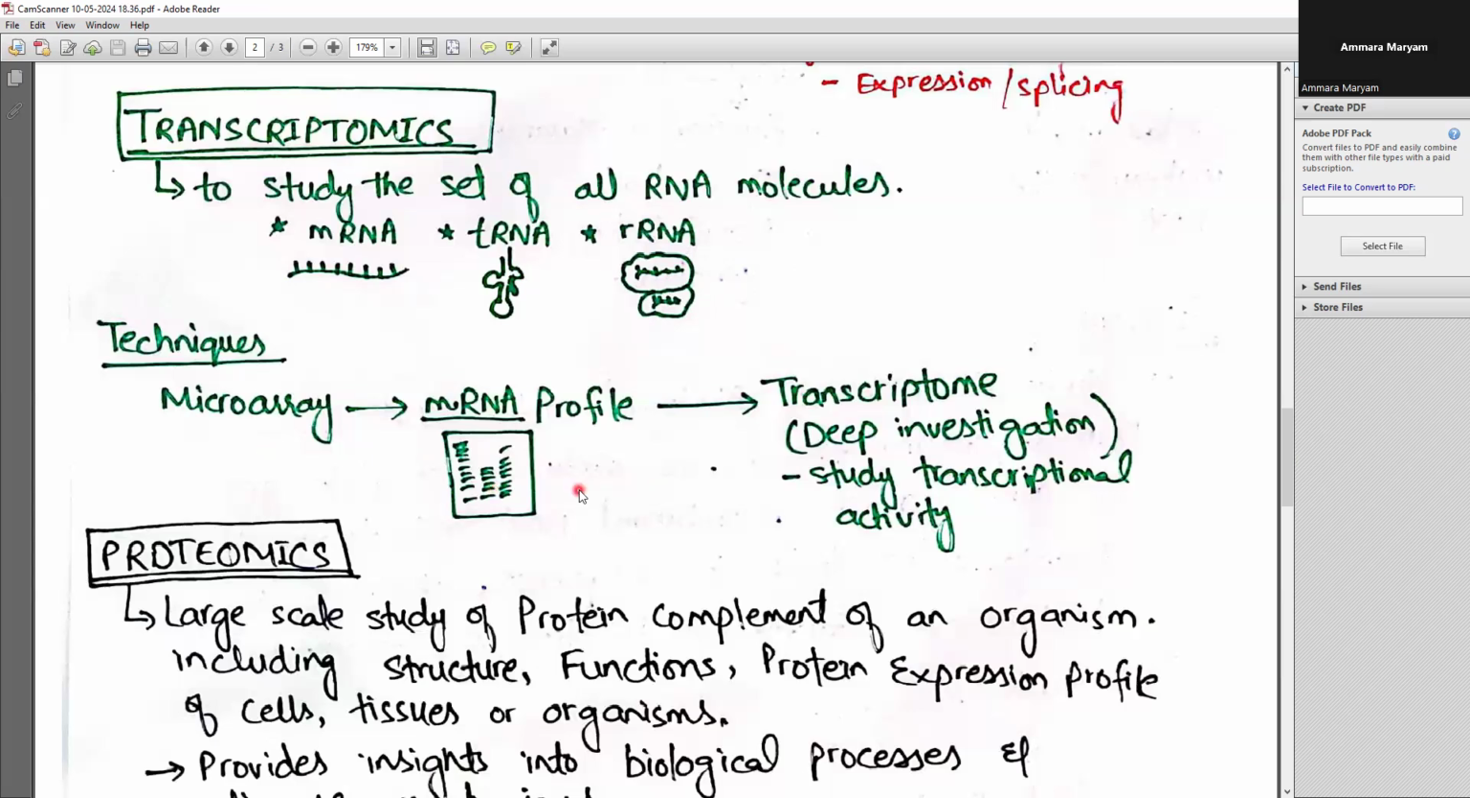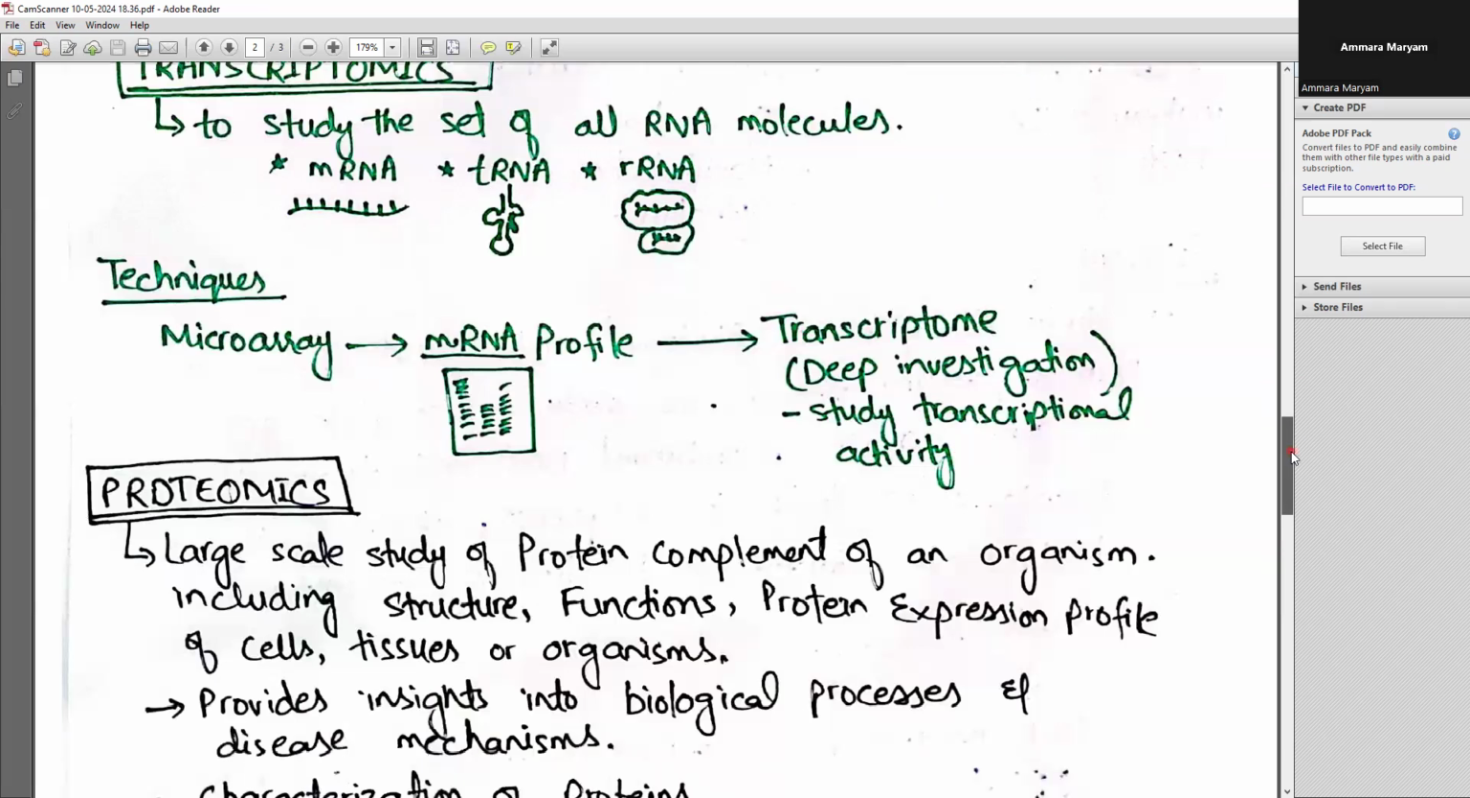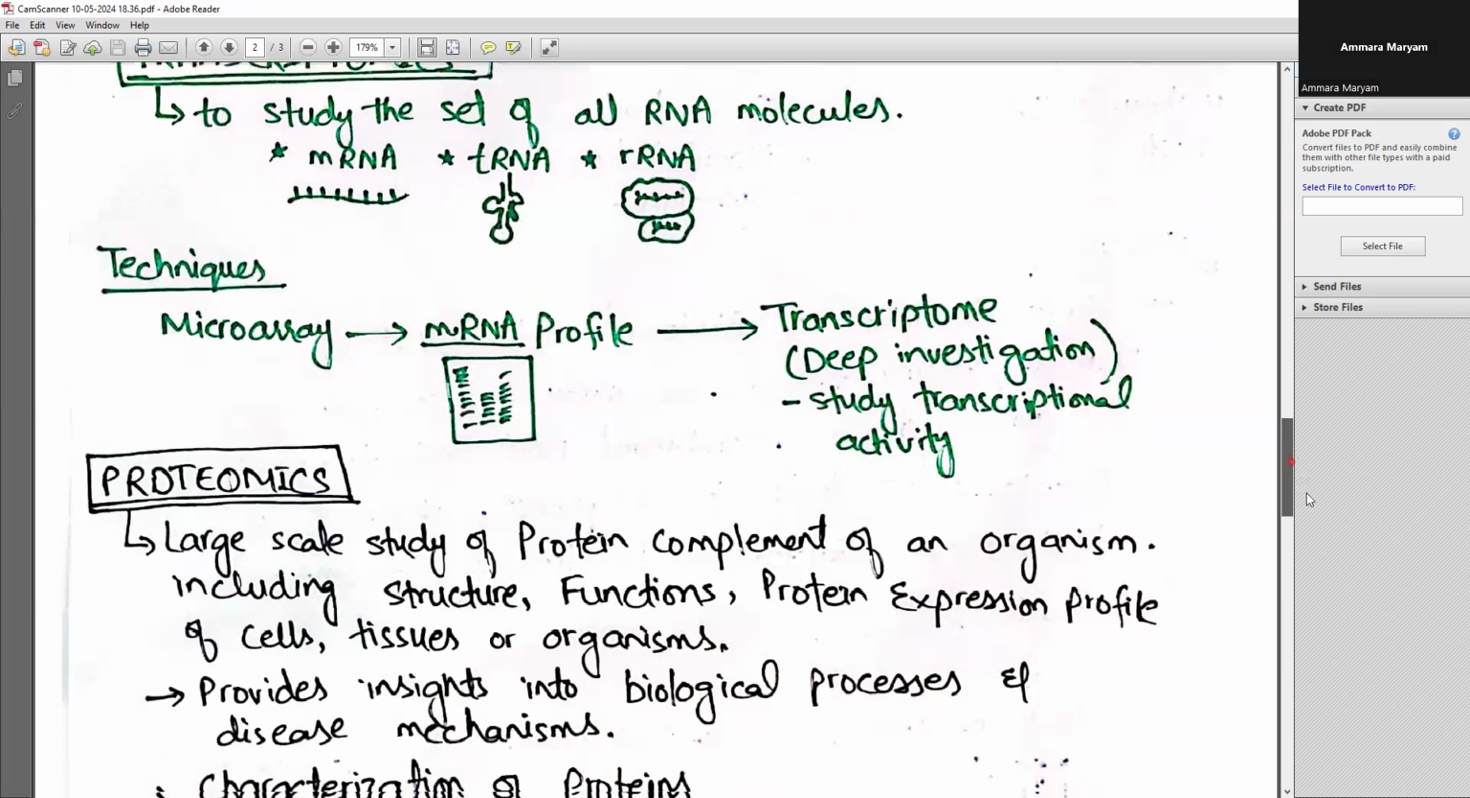after that we need to have deep investigation. We need to have deep study about the transcriptional activity, that is the transcriptome. So the study of the complete set of all the RNA molecules having the RNA profiles, the analysis of those profiles, interpretation of the data, and high throughput data.